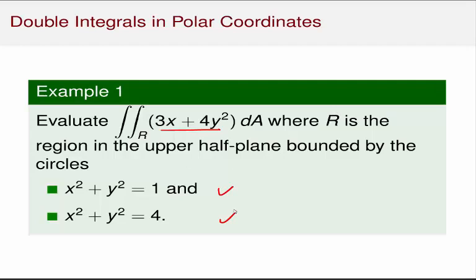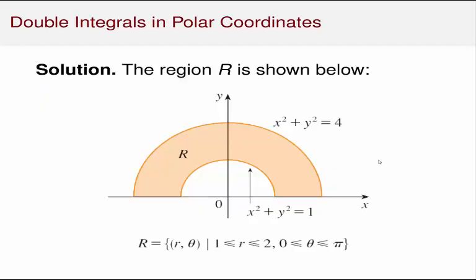First of all, let us visualize the region R. Well, this is a region bounded by two circles, the smaller one of radius 1 and the larger one of radius 2, above the x-axis. As we saw last time, this region is a polar rectangle. Namely, it consists of all the points whose polar coordinate r is bounded between 1 and 2, and the angle theta is bounded between 0 and pi.